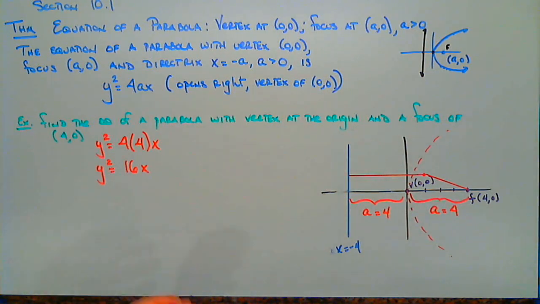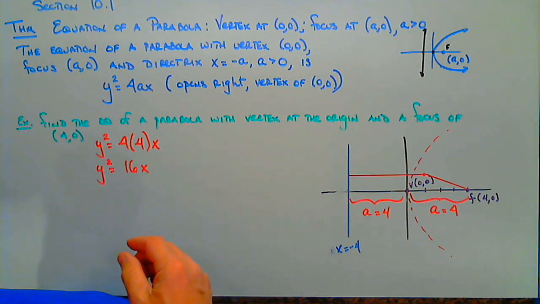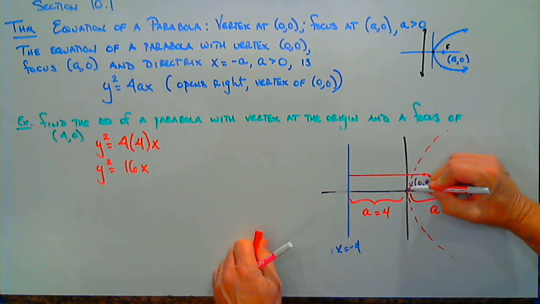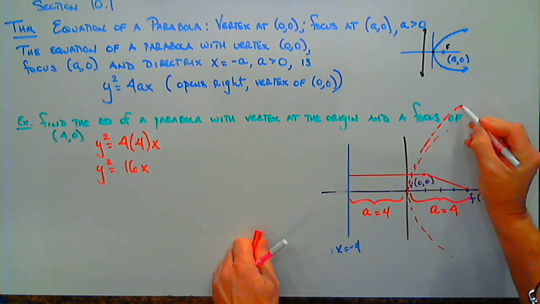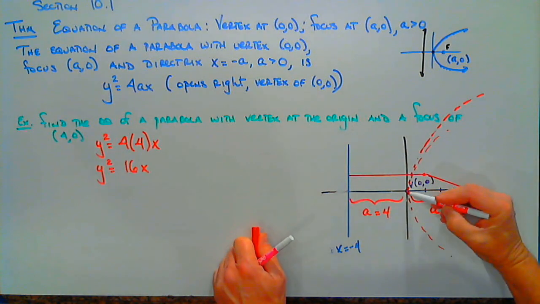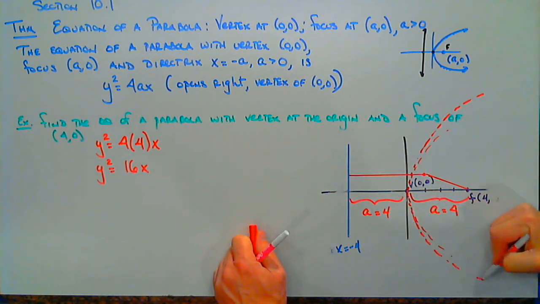Now, if they want us to graph the parabola, how are we going to find points on the parabola? Well, you and I are going to talk about a set of two points right now that are really important. If we continue drawing this parabola, it would look something like this. It would be really wide. It goes out like this.